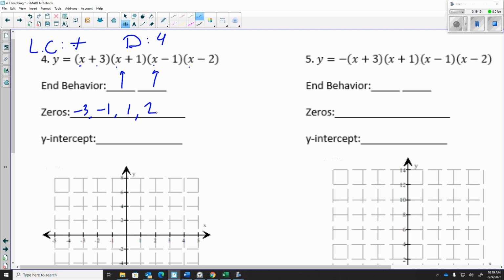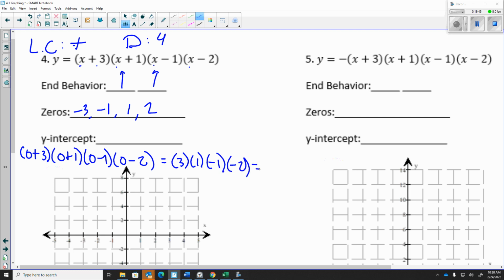The y-intercept means you plug in 0 for all the x's. So that's 0 plus 3 times 0 plus 1 times 0 minus 1 times 0 minus 2. Yeah? That is 3 times 1 times -1 times -2. What is that? Are you raising your hand, Hazel? Oh, okay, of course. What is that? 6, positive 6. So that's the y-intercept.